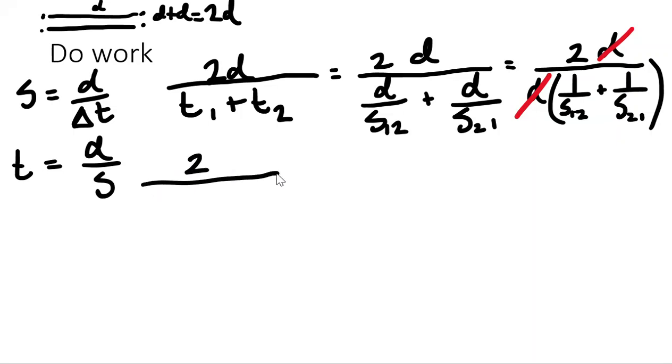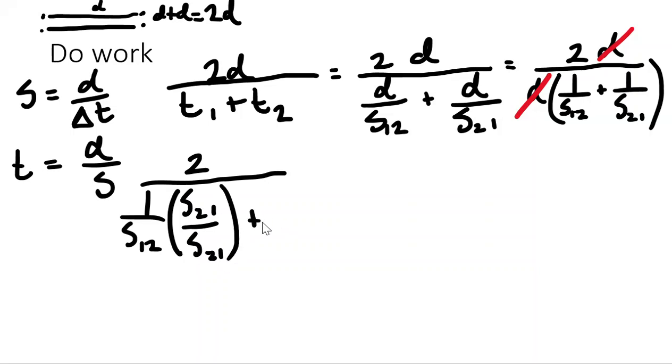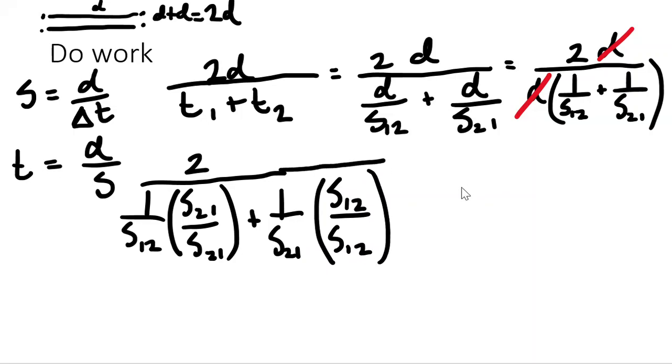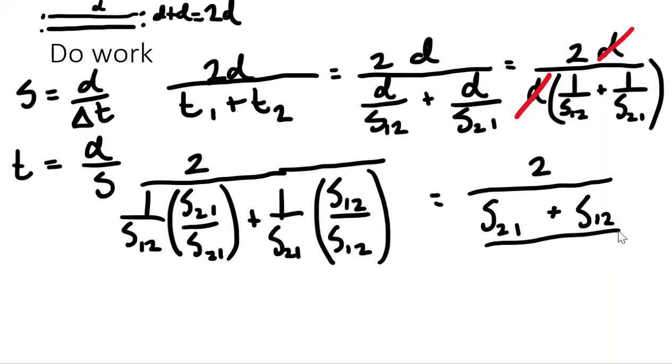So let's do that. The numerator stays the same. We have 2. Our first term is going to be 1 over s sub 1(2). Let's go ahead and multiply by s sub 2(1) over s sub 2(1). For our second term, that's going to be 1 over s sub 2(1), and we're going to multiply that by s sub 1(2) over s sub 1(2). And that's going to give us 2 over the sum of the speeds, which is s sub 2(1) plus s sub 1(2), all over their product, which is just s sub 2(1) times s sub 1(2).